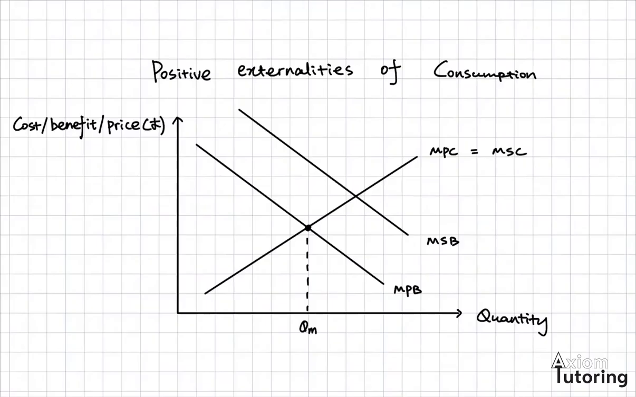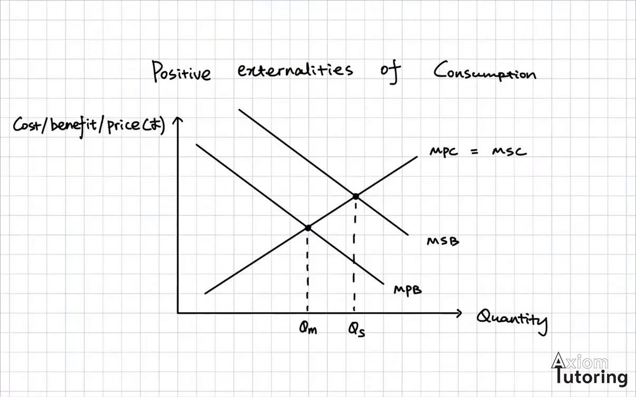Next, we identify the socially efficient outcome, which occurs here where MSB intersects with MSC, and the corresponding quantity is labeled as QS, the socially efficient quantity. QS is larger than QM. And why? Because when society's full benefits are considered, more vaccinations should be consumed.